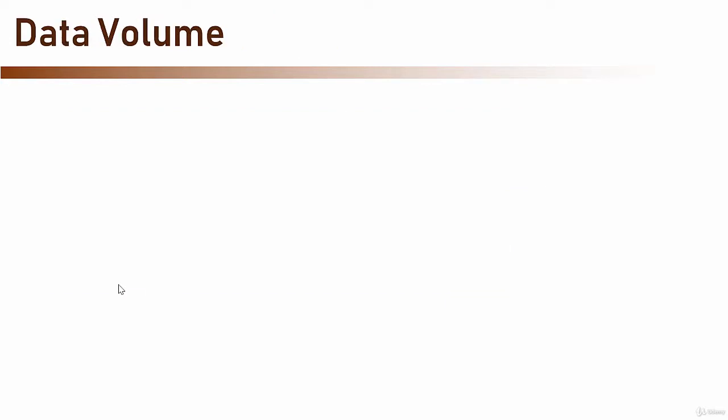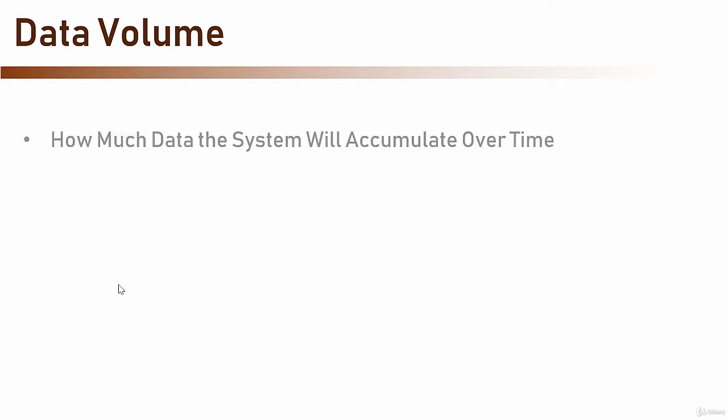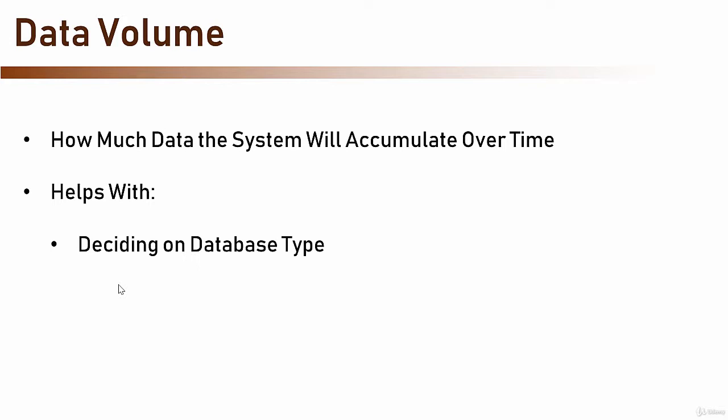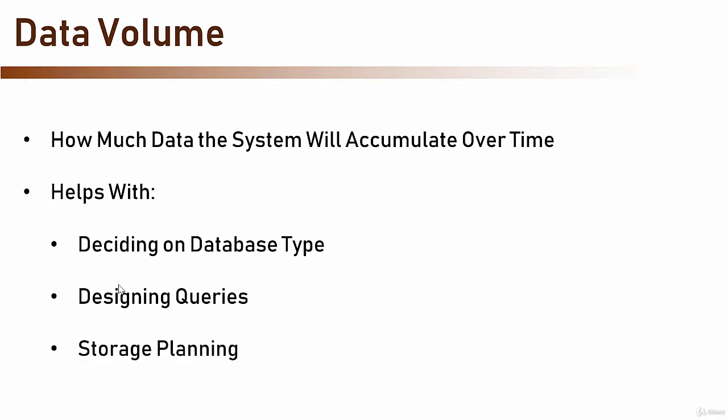Next is data volume. This requirement defines how much data in gigabytes or terabytes our system will accumulate over time. This requirement is important for a few reasons. It will dictate what kind of database we are going to use, since not all databases can handle large quantities of data equally. It will also determine what type of queries we are going to write, because a query in a table of 100,000 rows will be completely different from a query in a table of 100 million rows. And of course, it will help us plan ahead the storage we need to allocate.